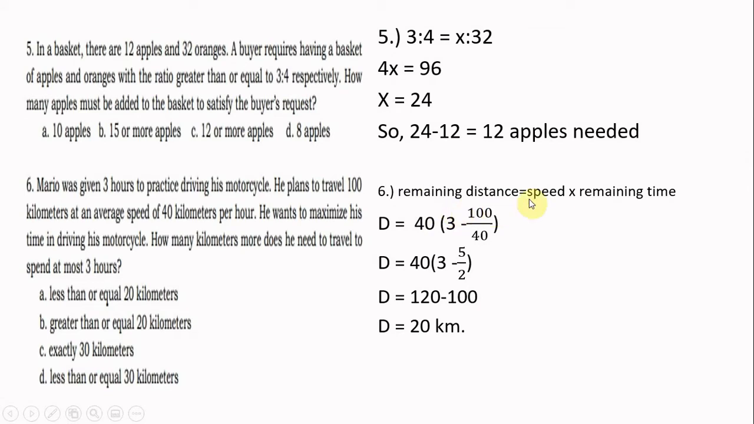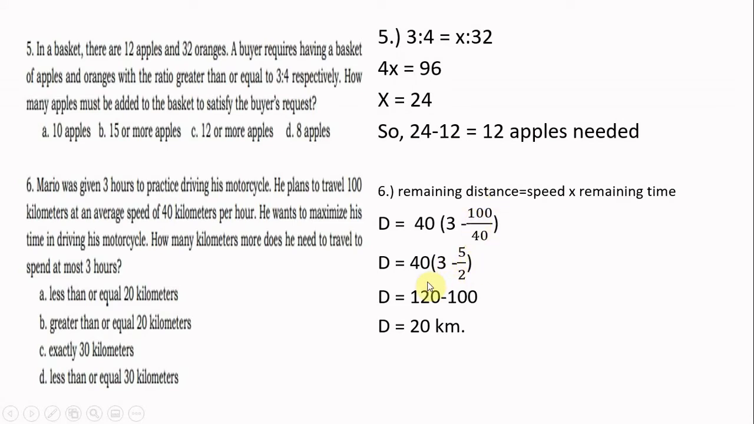So, remaining distance is equal to speed times remaining time. We all know that the speed of Mario is 40 kilometers per hour, times at most 3 hours. We get the remaining time by subtracting from 3 hours the time he is going to travel the 100 kilometers. So that's 100 over 40, the distance over speed. Now this would be distance is equal to 40 times quantity 3 minus 5 over 2.